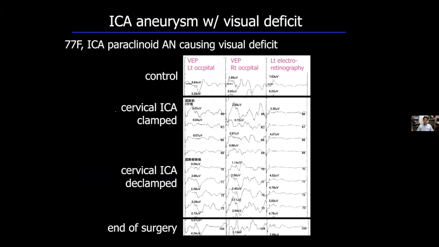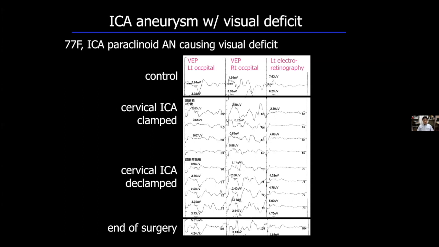While I secured the space between the optic nerve and the aneurysm wall, I clamped the cervical ACA. While clamping the cervical ACA, the amplitude of the VEP decreased on both sides. This is control. However, it recovered immediately after declamping, which means this decrease of the VEP amplitude is not from mechanical injury to the optic nerve while dissecting, but from the temporary ischemic defect.